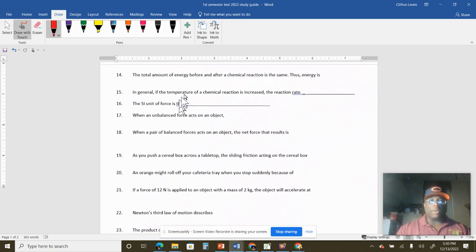The total amount of energy before and after a chemical reaction is the same. Thus, energy is what? Conserved.